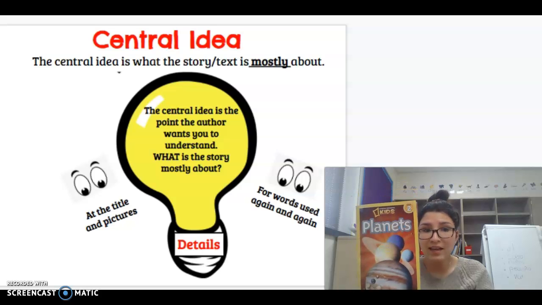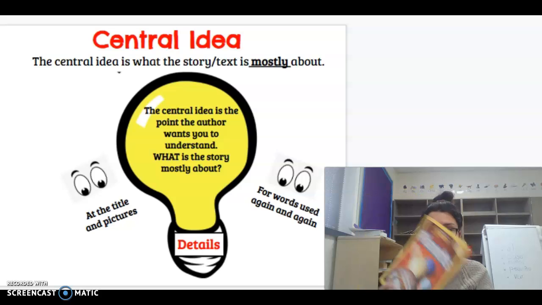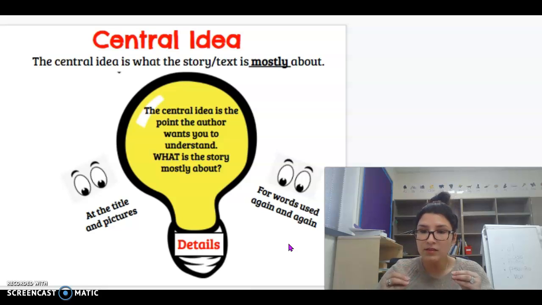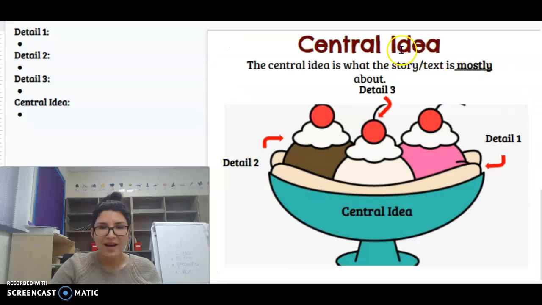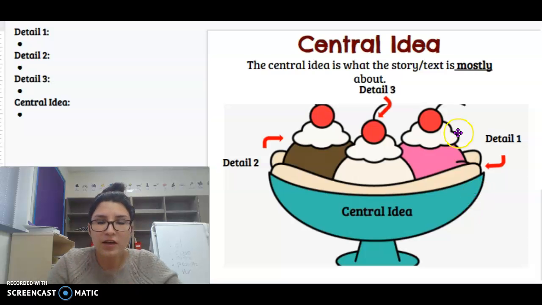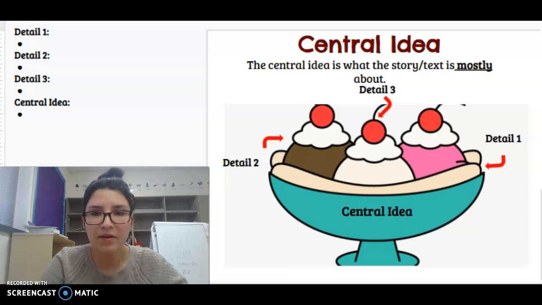Well, you could use details in the text to figure out the central idea. So you would look at the title, the pictures, and you'd listen for words that are said over and over and over again, right? So what I want to do is show you a little example of this, a little picture, and I want us to use the details in the picture to figure out the central idea, okay? Now I know this is not a book, it's a picture, but I want to show you how you can use details to figure out what the central idea is, right? So let's go ahead and just look at this. Take a moment and think about it.